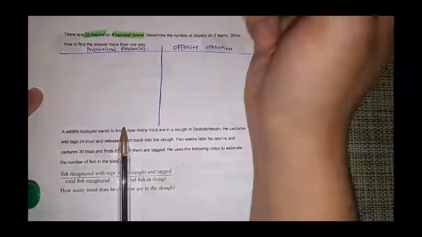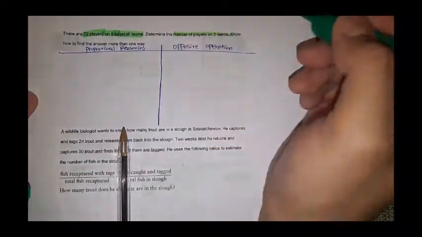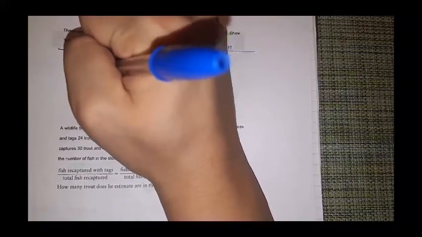First things first, highlight some of the clues. There are 72 players on 8 baseball teams. That gives you one type of rate in this case, and the other one says number of players on 2 teams. So let's do proportional reasoning first. 72 players, if you want to put it on the top, feel free. 8 teams. That's my fraction.